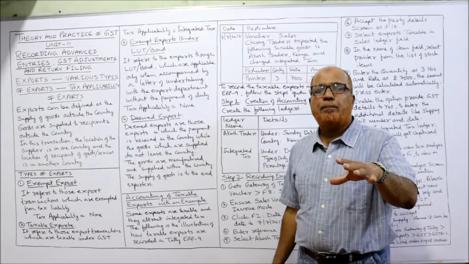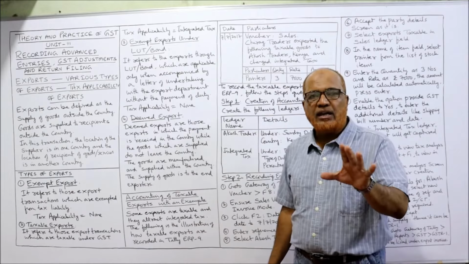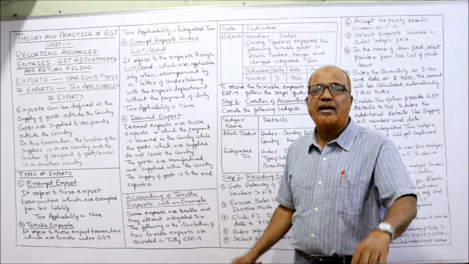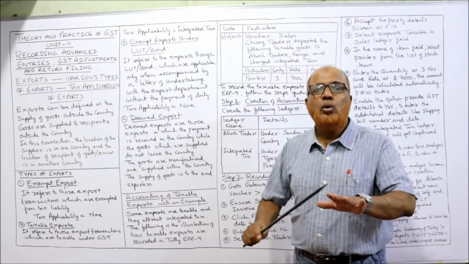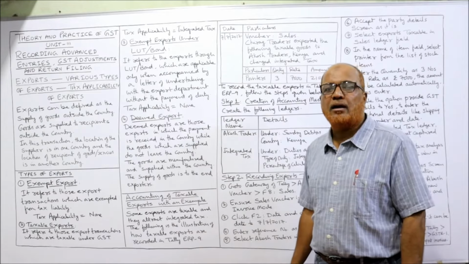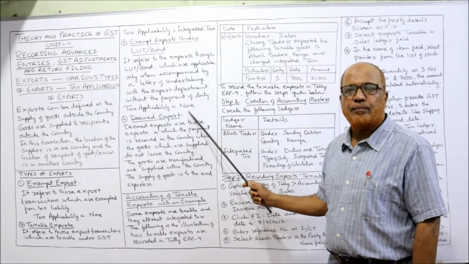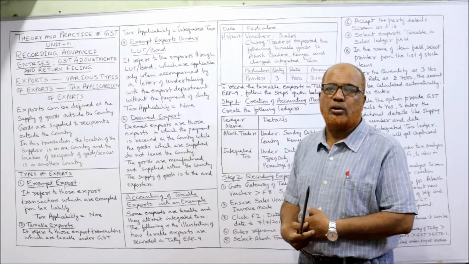The export department will issue the LUT. So if any exports are made which are accompanied by an LUT given by the export department, no duty will be applied, no tax will be applied under GST. So tax applicability will be none if the exports are under LUT or bond.